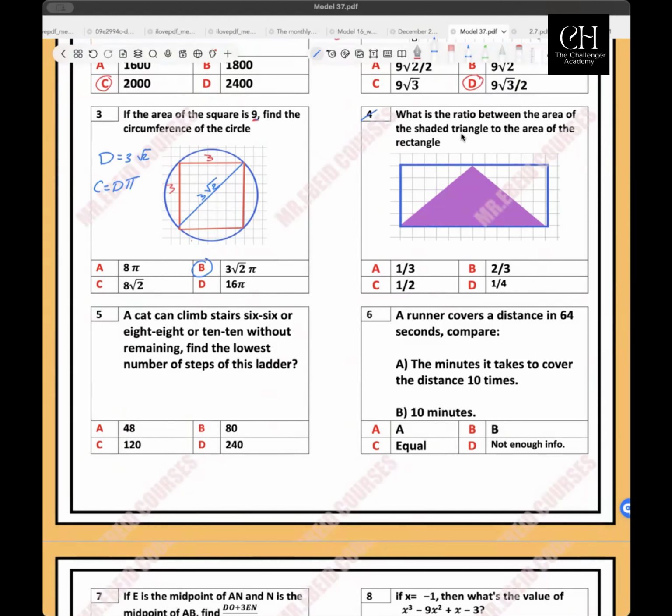For question 4, what is the ratio between the area of the shaded triangle to the area of the rectangle? If you have a shape like this, you have a triangle inside a rectangle, and they have the same base, and the opposite vertex lies on the opposite side, you will find that the area of the triangle equals half the area of the rectangle, so the answer is C.